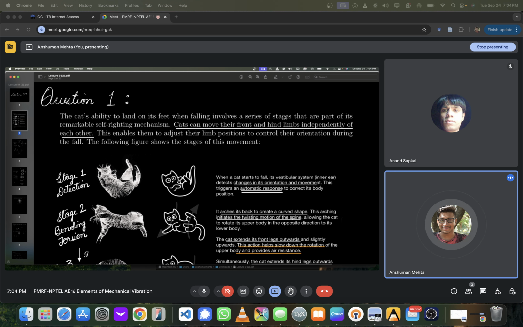So it's like if you release a cat, it will first detect how much height it's released from, then it will slowly move its body somehow so that it will land on its 4 feet. So here are some major points. There are different stages of it. Stage 1 is what I call detection.